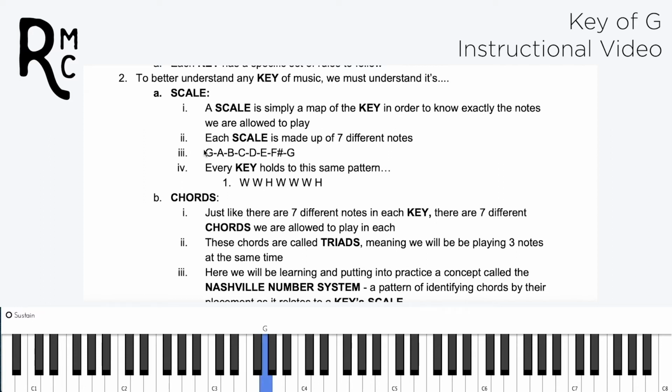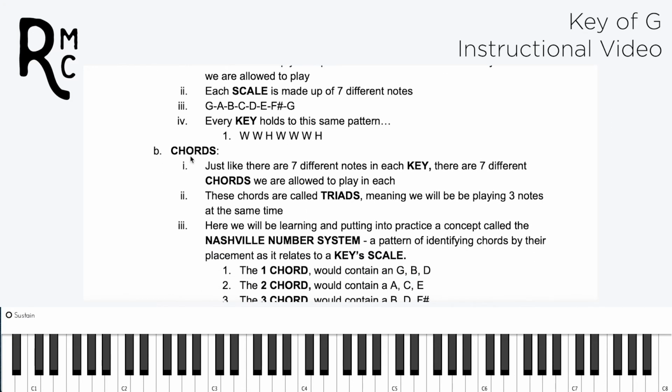So G is 1, A is 2, B is 3, C is 4, D is 5, E is 6, F sharp is 7, and G is back to 1. Good. So now that we know our letter names and our natural numbers, let's come back to the chords.